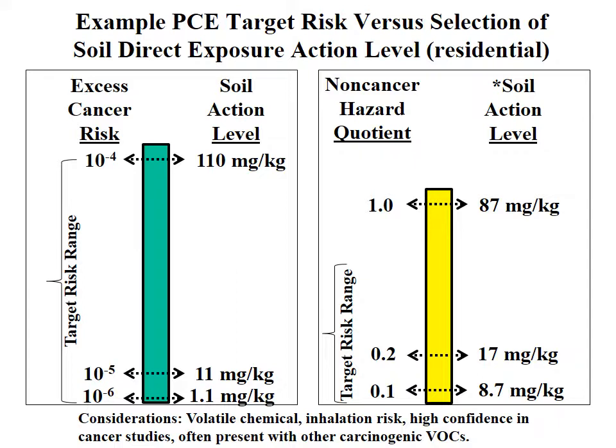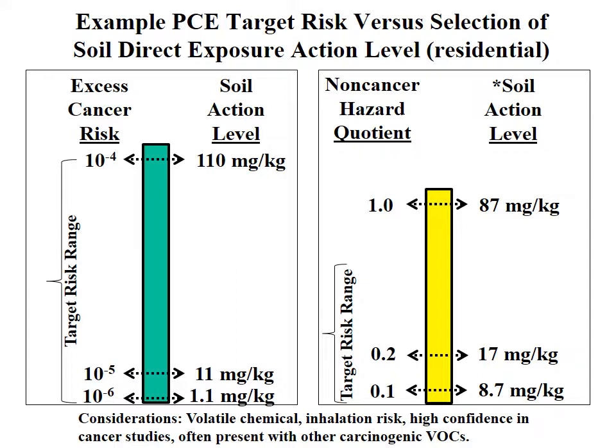So in the case of PCE, at the target risk of 10 to the minus 6, or 1 in a million, the equivalent soil action level is 1.1 milligrams per kilogram. If we want to use a target risk of 10 to the minus 5, or 1 in 100,000, our soil action level for residential soils would be 11 milligrams per kilogram. So we have this range of action levels to pick from, falling within the target risk range used to develop action levels and screening levels: somewhere between 1.1 milligrams per kilogram and 110 milligrams per kilogram for PCE in soil cancer risk.